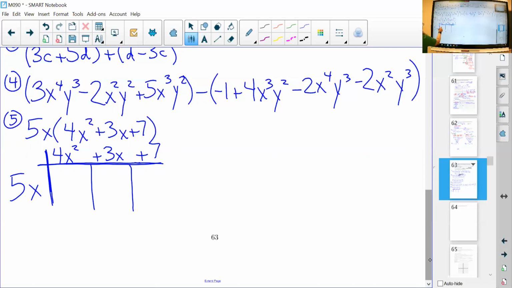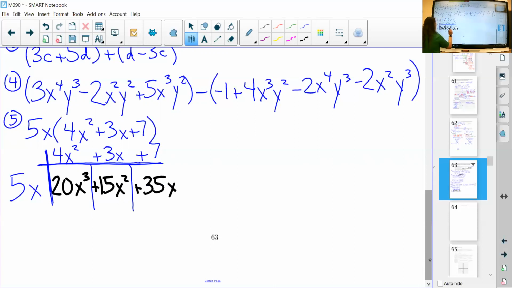Now I'm going to ask myself, 5x times 4x squared. What is that? I want to figure out this product. So 5 times 4 is 20. X times x squared is x cubed, because that's a 1, 1 plus 2 is 3. Plus 3x, so that's plus 3 times 5 is 15. X times x, x squared, plus 7 times 5x, plus 35x.